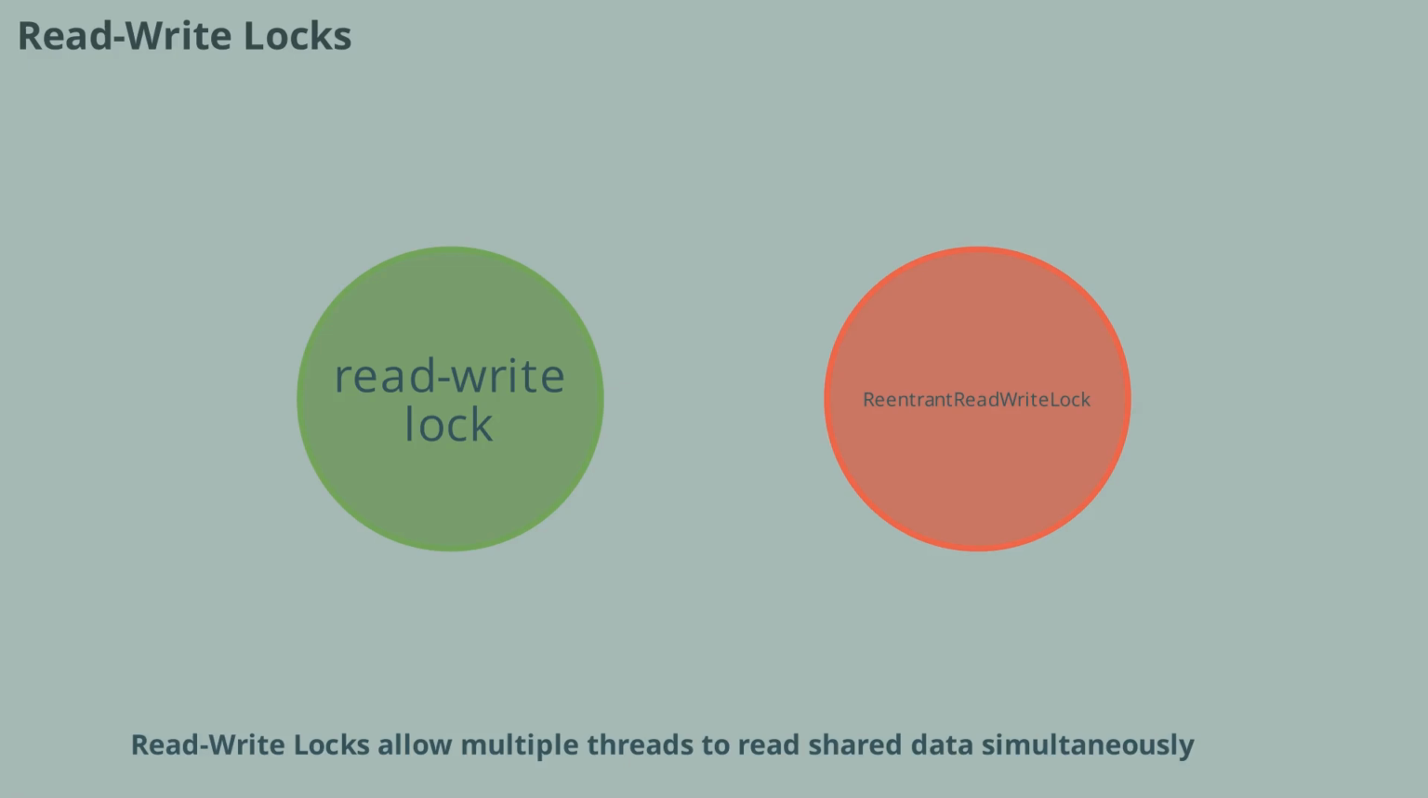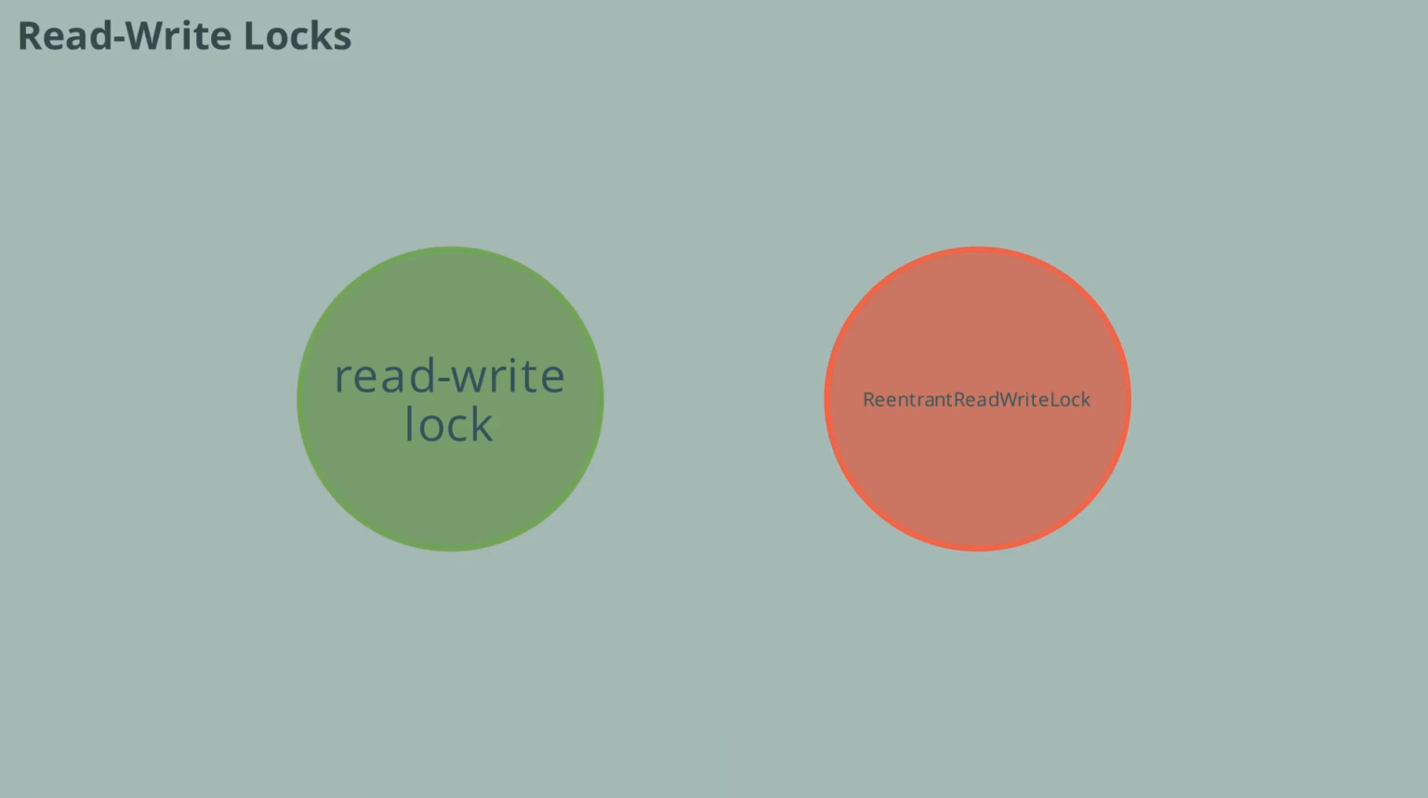Read-write locks allow multiple threads to read shared data simultaneously, but only one thread can write at a time. This improves performance in scenarios with frequent reads and infrequent writes. The ReentrantReadWriteLock class provides read and write locks, optimizing access to shared resources while preventing data inconsistency.